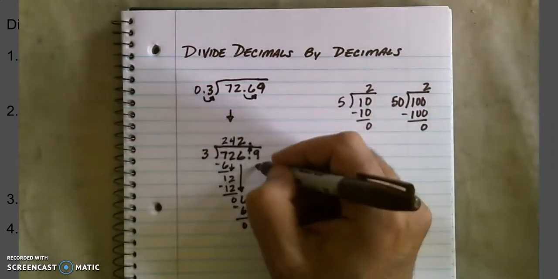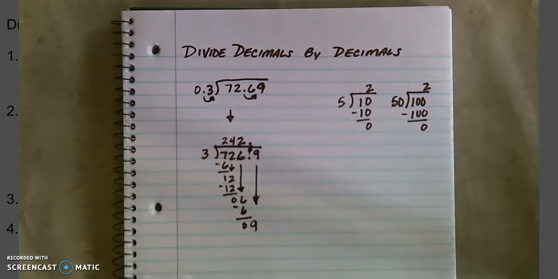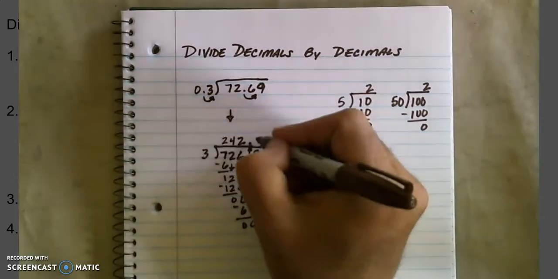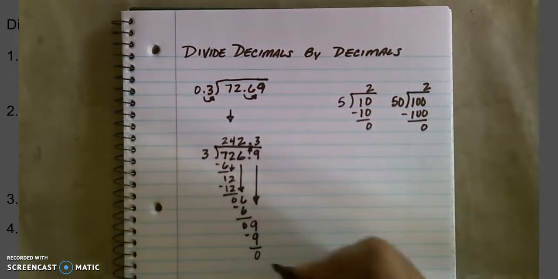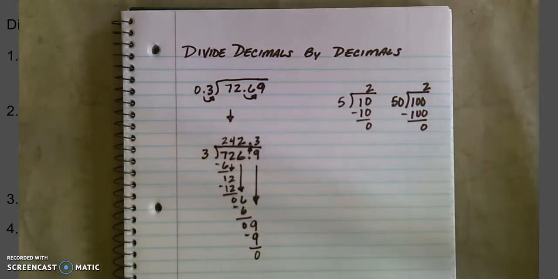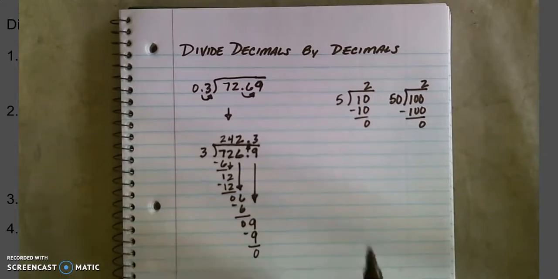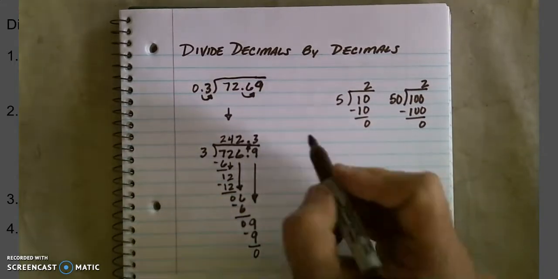But again, I still got numbers to bring down, so I have to bring down that 9. And 3 goes into 9 3 times, which is 9. And when I subtract, I get 0. I have no more numbers to bring down. And so my answer to this problem is going to be 242.3.